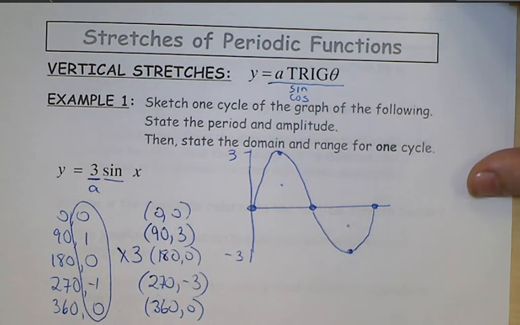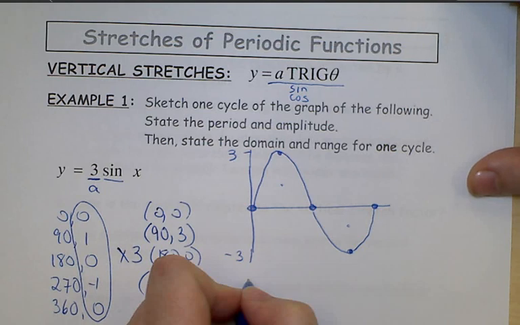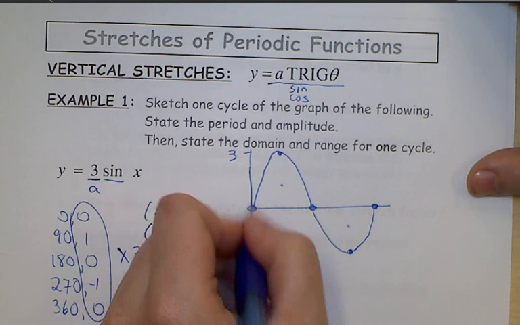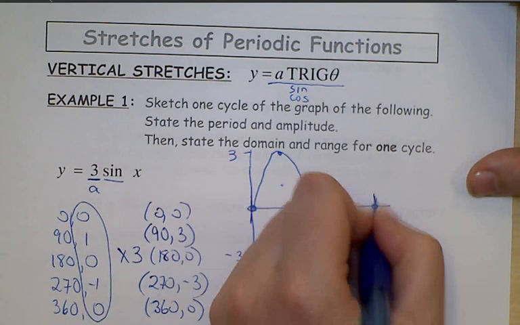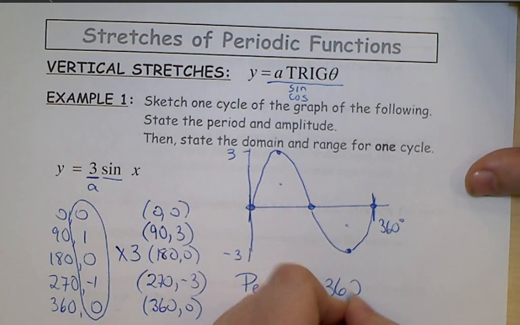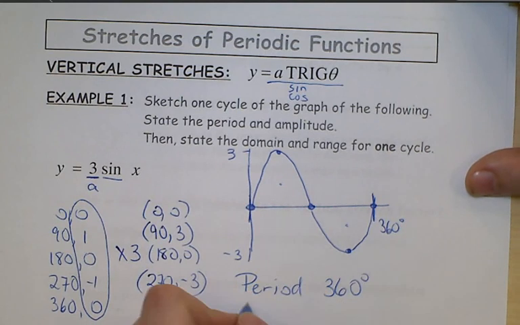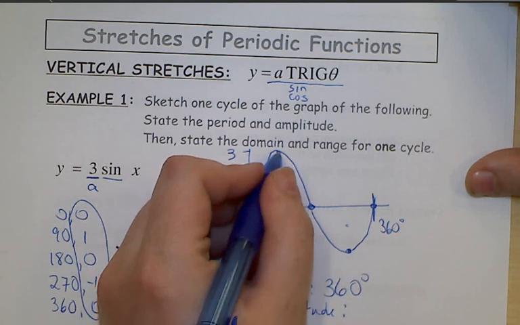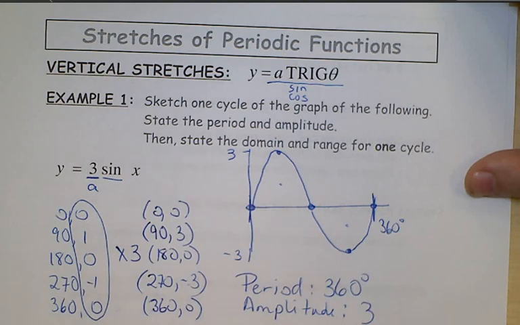Okay, so when we state the amplitude and the period, our period has stayed the same. It starts at 0 and it ends at 360. So our period is 360 degrees. But our amplitude has changed from 1, where it normally is, now up to 3. So the height of my wave has changed to 3.